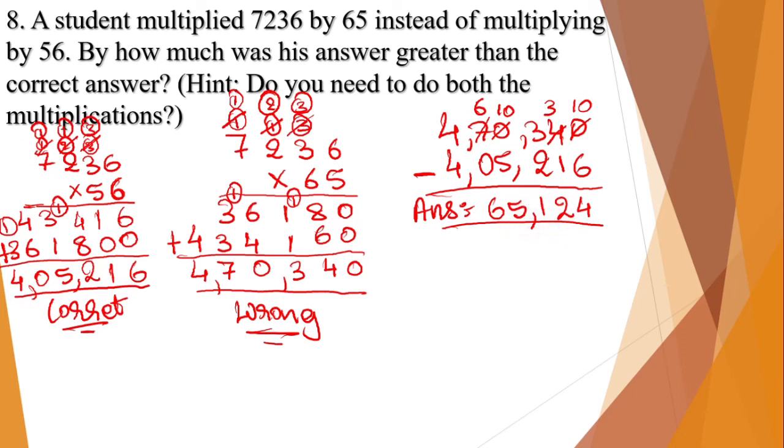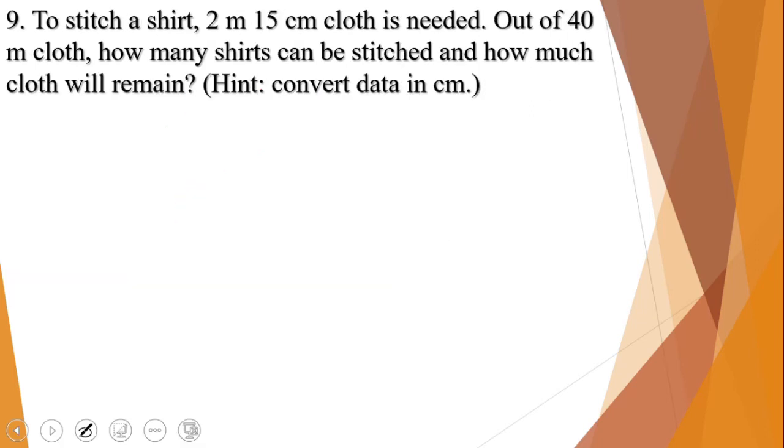Now let's see the next question. So now let's begin with the 9th question. And the 9th question is, to stitch a shirt, 2 meter 15 centimeter cloth is needed. So there is a shirt. To stitch that shirt, to stitch only one shirt, we need 2 meter 15 centimeter cloth. And out of 40 meter cloth, how many shirts can be stitched and how much cloth will remain? Hint, convert data in centimeter.